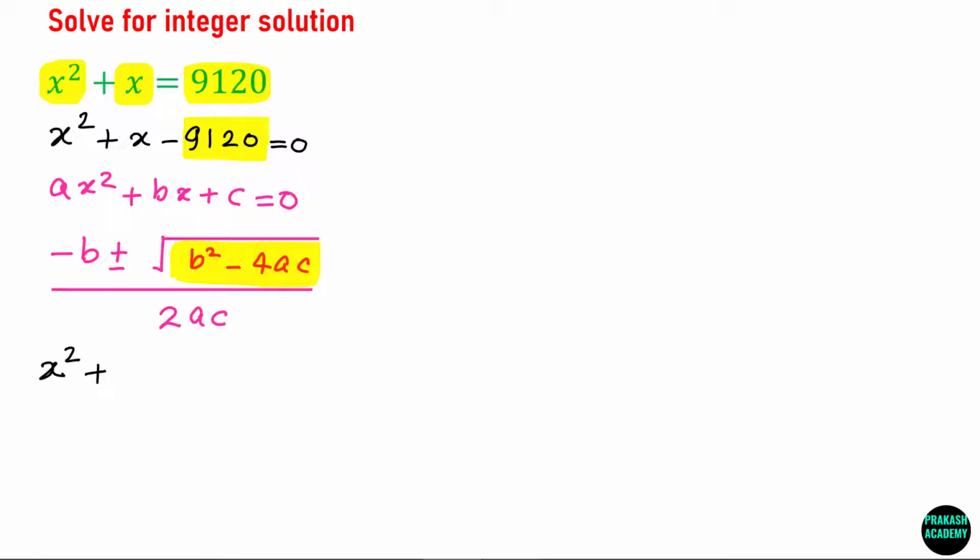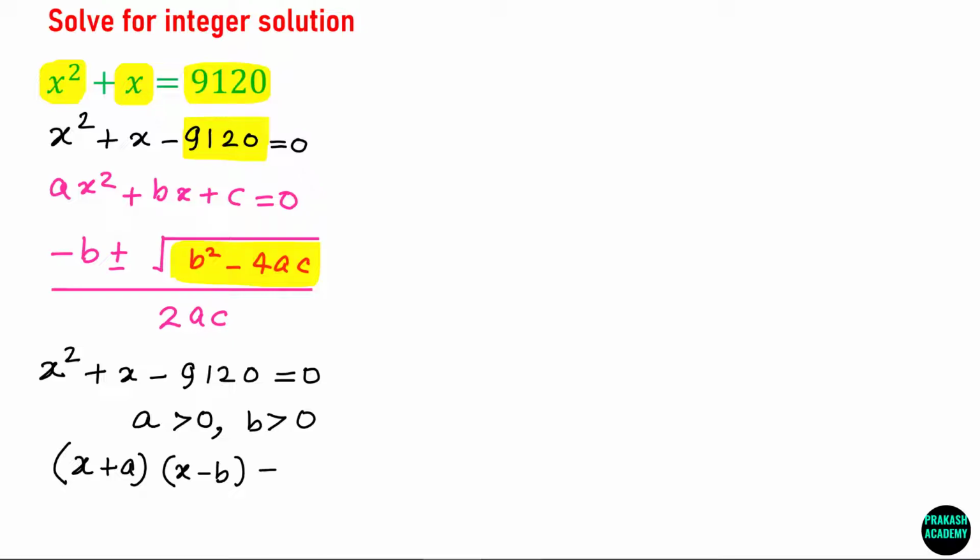So you have x square plus x minus this number is equal to 0. This means if I want to factorize this, I need to find two numbers whose multiplication is this and whose sum or difference is this coefficient. Now in this case, let us consider two positive numbers a and b, that is a is greater than 0 and b is greater than 0. So if I have two positive numbers, I can write this equation as x plus a times x minus b is equal to 0.